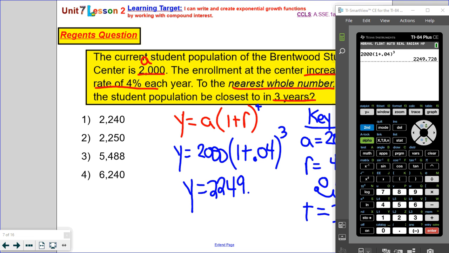2,249.7, rounded to the nearest whole. Can't get any easier than that. You could do that. Come on.